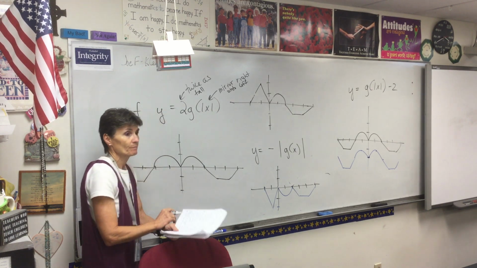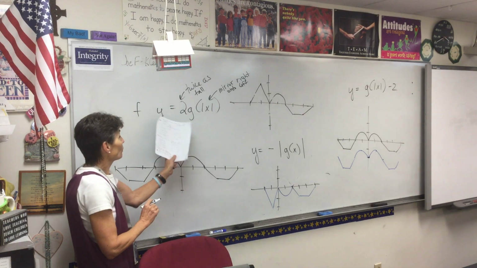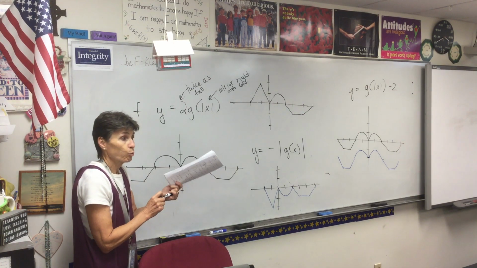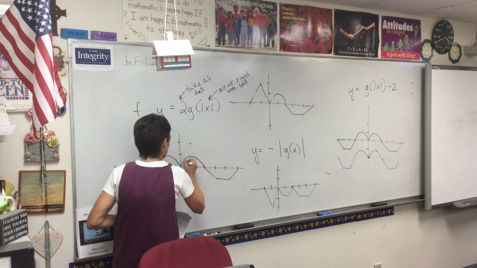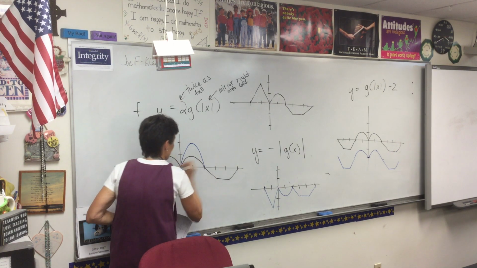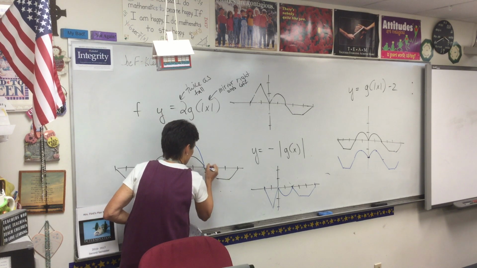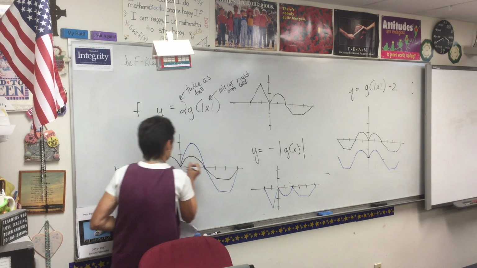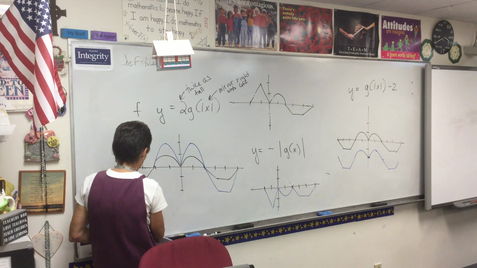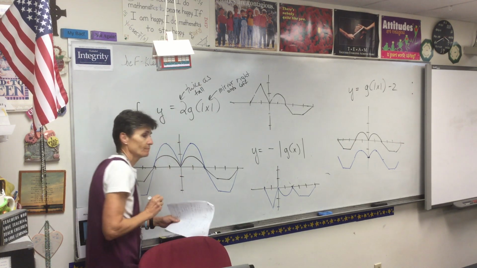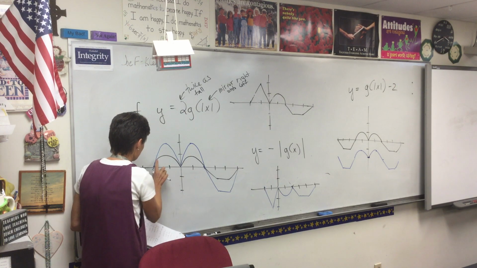Everybody good? Now we're going to make it twice as tall. Not moving anything, just making it twice as tall. So the semicircle's up 2, trapezoid's down 2, on both sides, of course. So the answer is the blue.